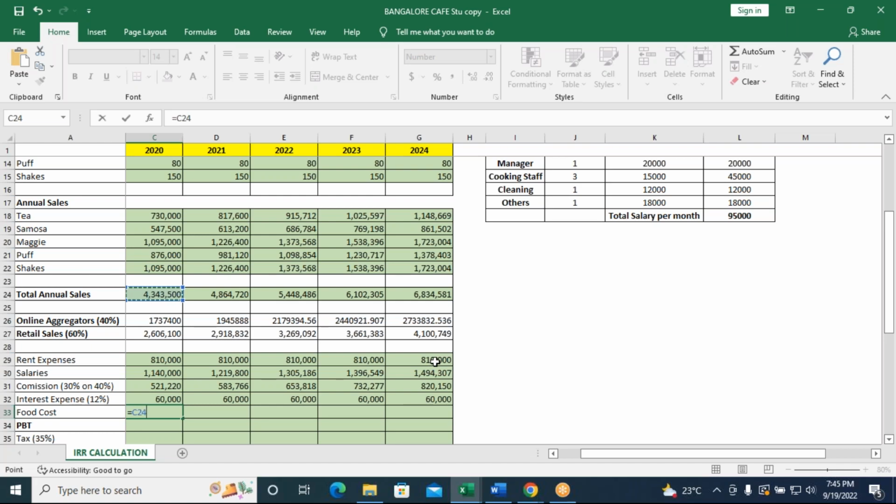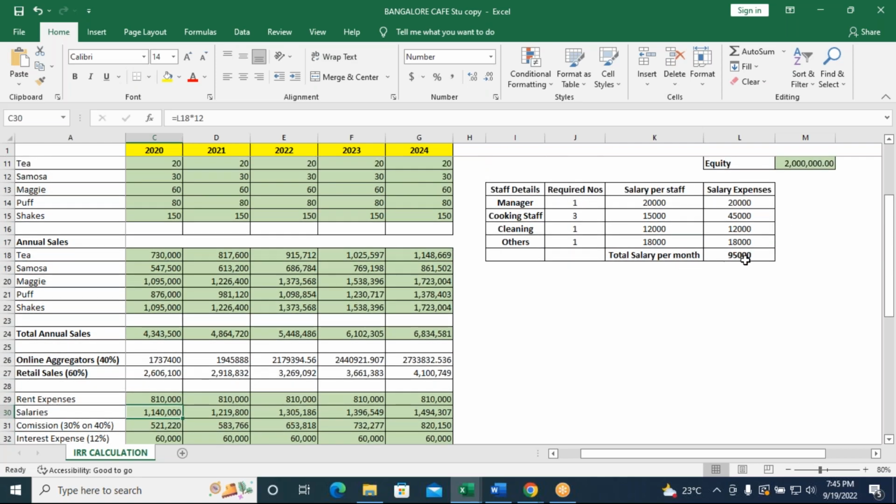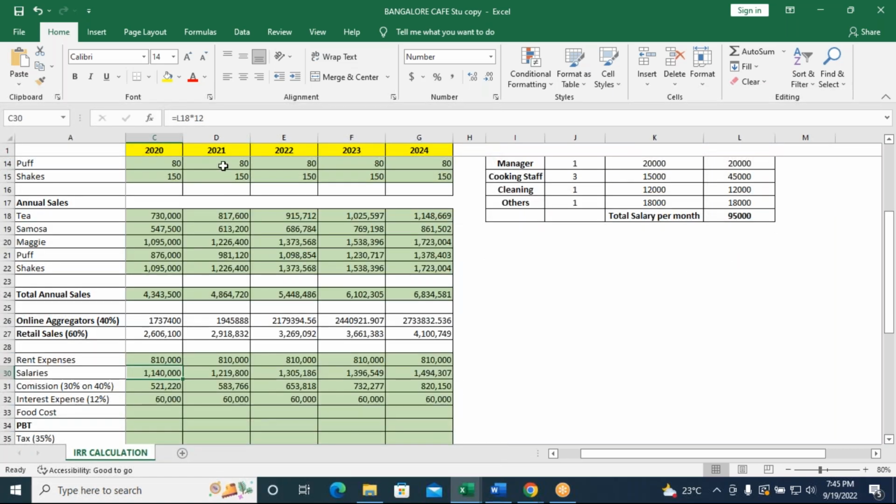Ma'am, I'm not getting the same answer for salaries. Here you have done the calculation, you remember? Look at my right hand side, we have done the calculation where it is 95,000 per month, 95,000 into 1 plus 7%. No, how come 1 plus 7%? For the first month, we are just calculating for 12 months, right? Yeah, okay. So next year, 2021 onwards, you will be adding 1 plus 7%.